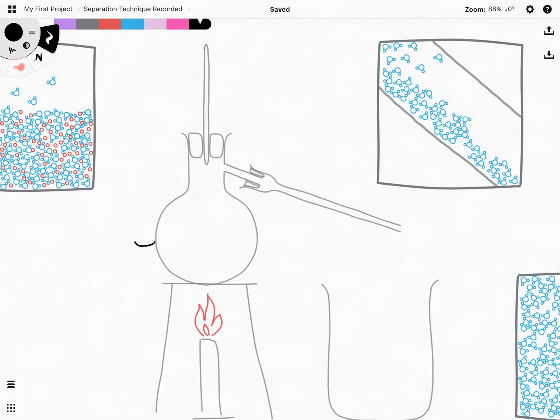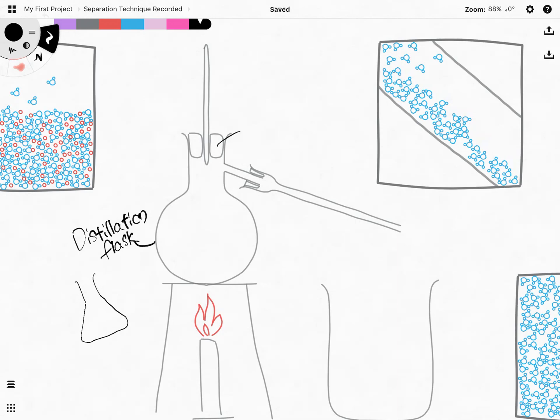This round bottom flask we refer to as a distillation flask. The more familiar flask you may have seen before is a flask that looks rather triangular in shape. Okay, this is a distillation flask.